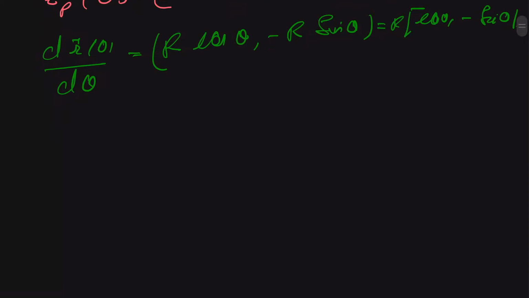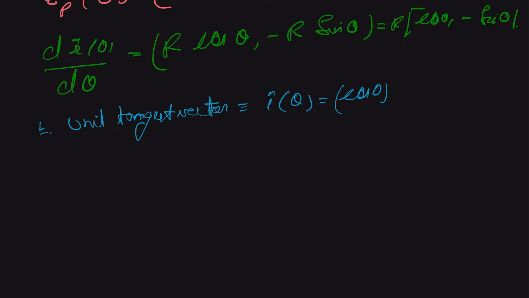From here we can write our unit tangent vector, let us call it t unit of theta, which will be equal to cos of theta i unit vector, because i is with respect to our x-axis, minus sine of theta j unit vector.